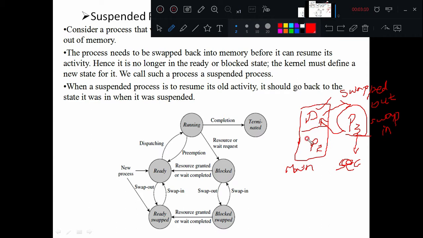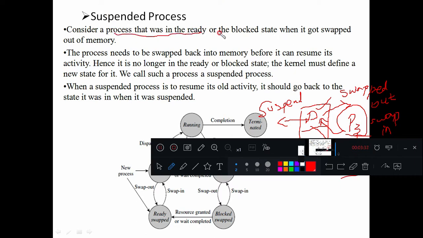Once P1 is removed from the main memory, it will be taken to secondary memory, and the state of P1 will be denoted as suspended. So the process P1 now becomes a suspended process. Let us see what we mean by a suspended process.